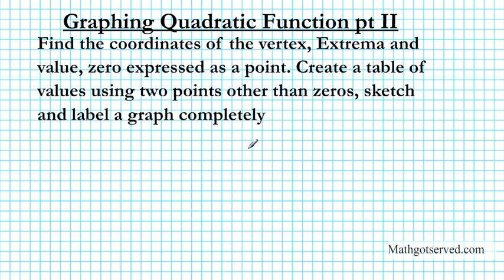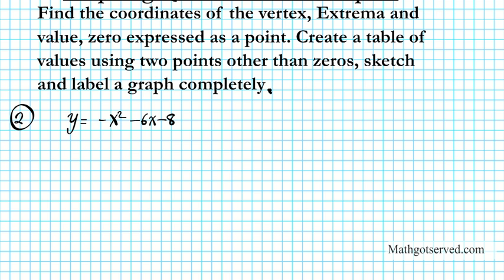All right, so let's go ahead and start with the example. This is number 2. And we're going to be dealing with the function y equals negative x squared minus 6x minus 8. Okay? All right, so first thing we're going to do is look for the vertex. We're not going to use the completing the square formula today. We're going to use the x coordinate of the vertex formula. So the x coordinate of the vertex, we know that the formula is negative b over 2a. So that's what we're going to use, okay?